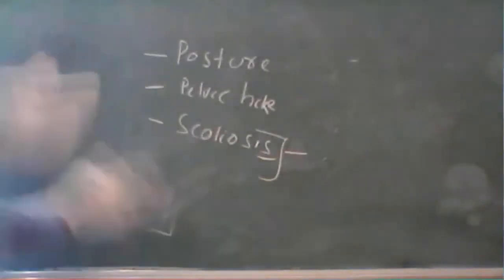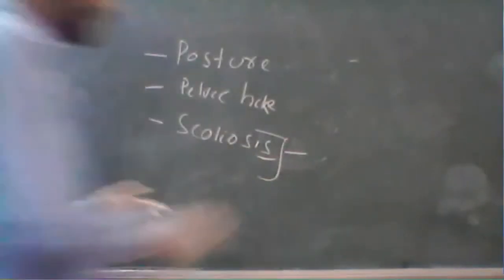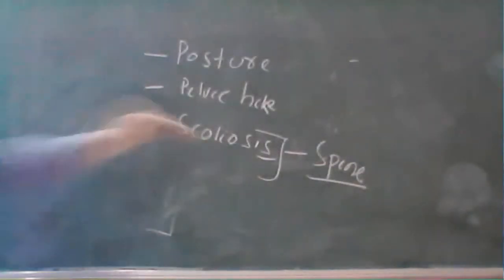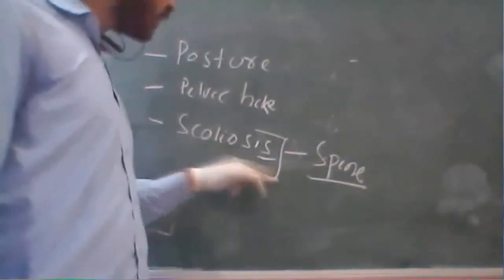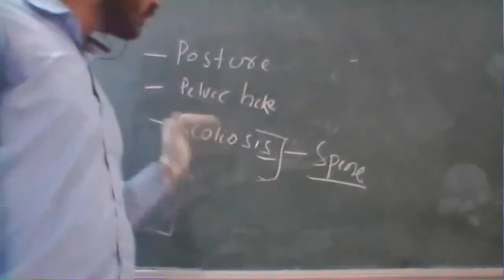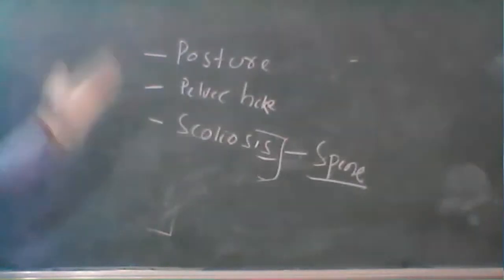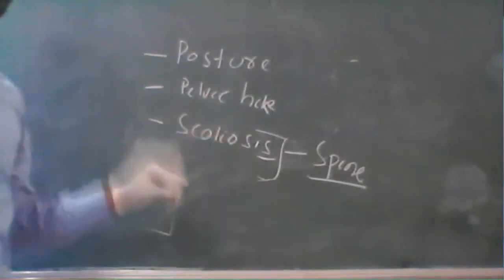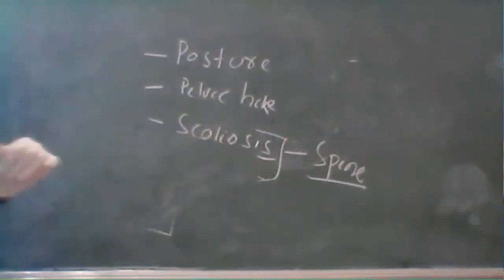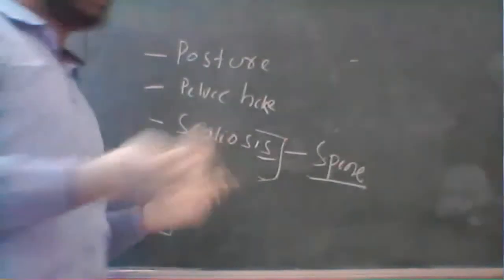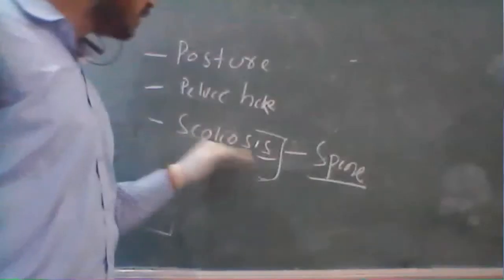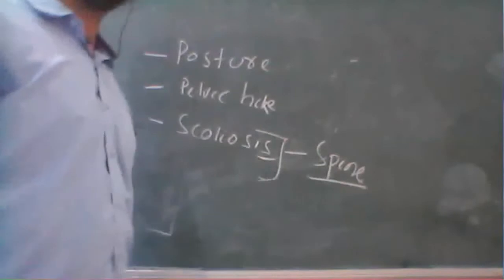So you see, thoracic, lumbar. These are all the regions. But simply you can say in the spine there is the problem of scoliosis. When we discuss the scoliosis chapter in the final year, we will discuss thoracic scoliosis and lumbar scoliosis. So we'll discuss the regions only. Now simply, scoliosis you will find in the spine.